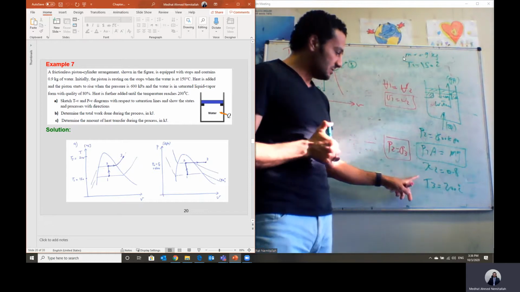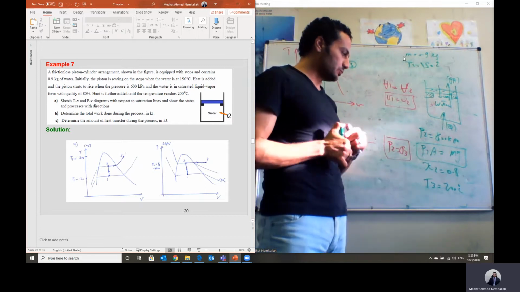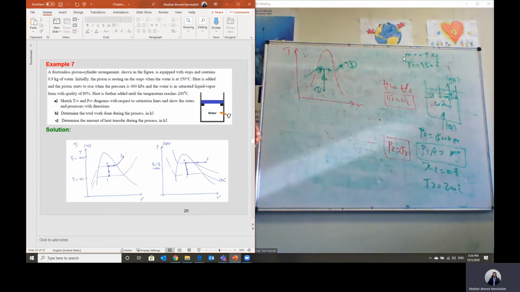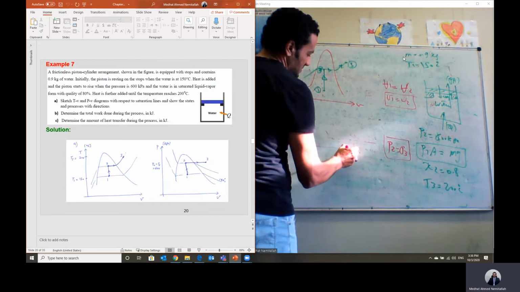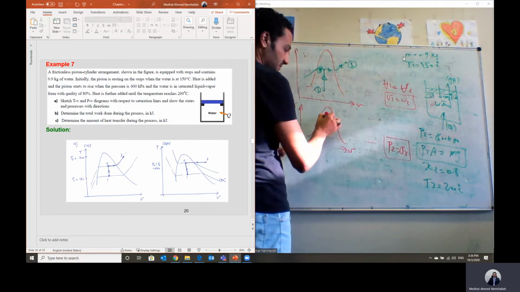Because at state number 3, pressure is equal to 600 kPa and temperature is equal to 200 degrees C. Under this condition, the state should be superheated. Anyway, we'll check this actually while solving. Also, we can represent the process on the PV diagram. It will be something similar. This is a PV diagram.